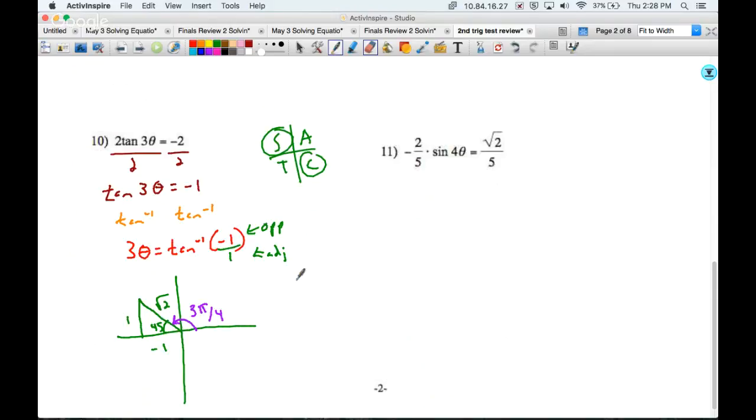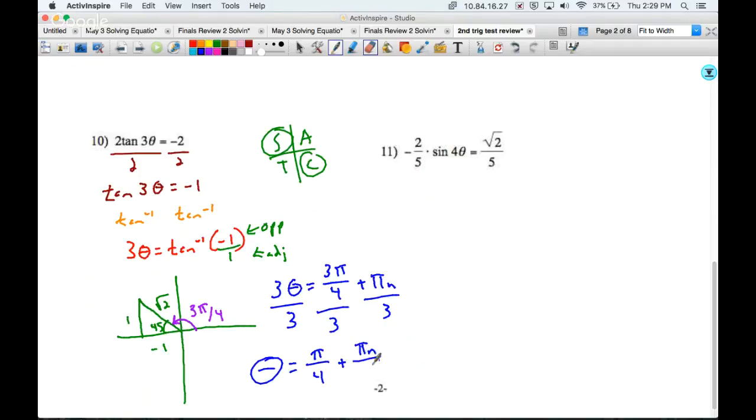Let's fill that into our equation. So we still have this 3 theta over here. 3 theta equals 3 pi over 4 plus pi n. Divide both sides by 3. And we get theta equals, those 3's would cancel out. This would just be pi over 4 plus pi n over 3, where n is an integer.